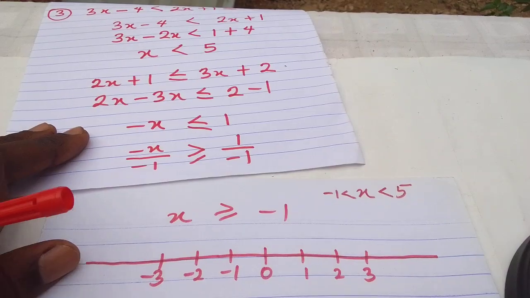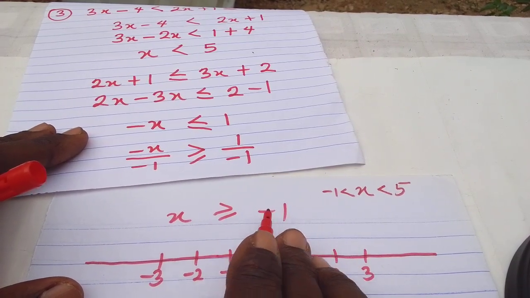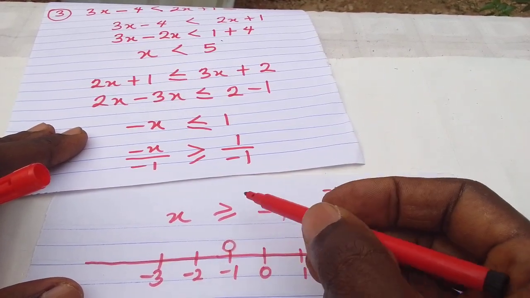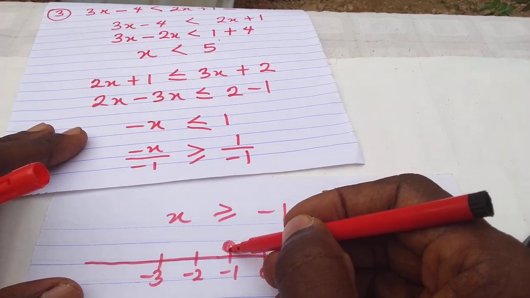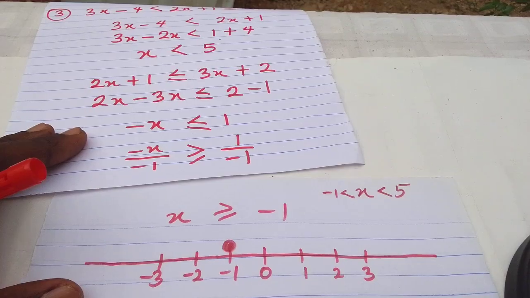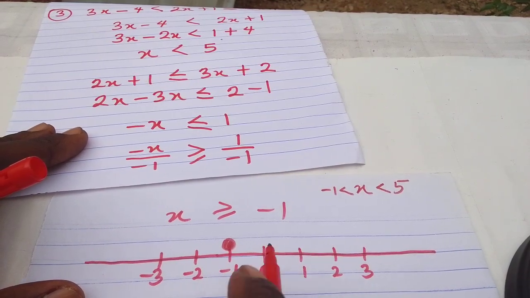We want to represent it on the number line now. So x is greater than or equal to minus 1. You come to minus 1. Draw your circle. Because of the equality sign, you are going to shade the circle. Which side is greater than minus 1? So 0 is greater than minus 1. 1 is greater than minus 1. This side.